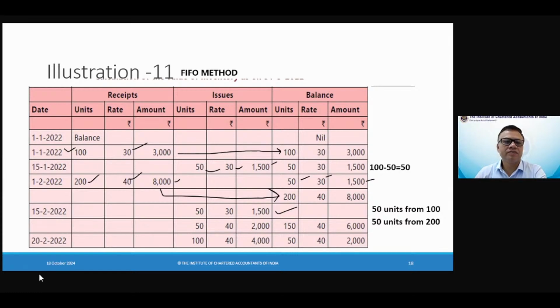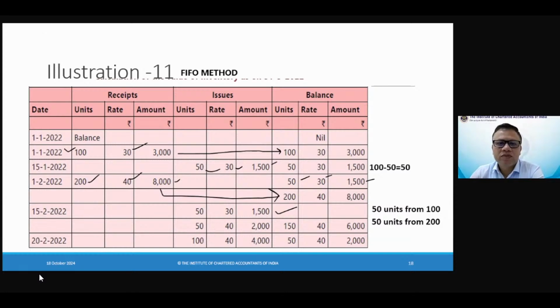Gauri wants to say something. Yes. So here issue means sales, sir? Issue means consumption only, not sales. Okay, sir. Thank you so much.